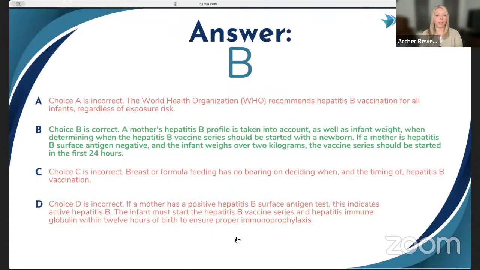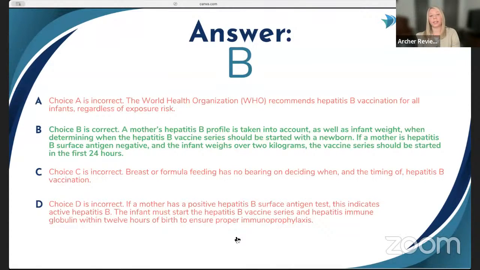All right, do you have your guess? So the answer is actually B, if the mother is hepatitis B surface antigen negative. So a mother's hepatitis B profile is taken into account as well as infant weight when determining when the hepatitis B vaccine series should be started with a newborn. If a mother is hepatitis B surface antigen negative and the infant weighs over 2 kilograms, the vaccine series should be started in the first 24 hours.